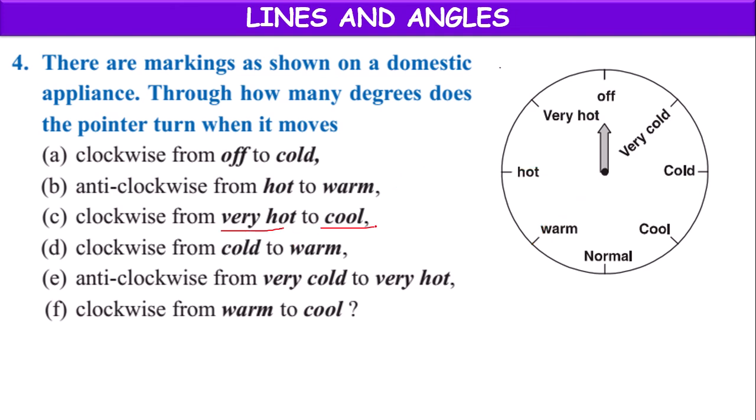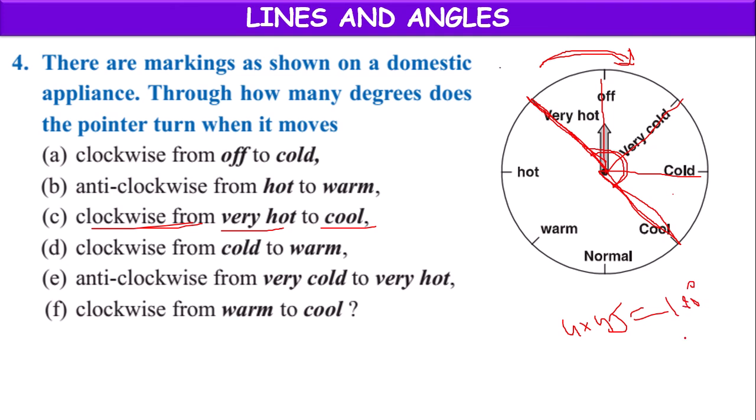Next, very hot to cool, in the clockwise direction. This is very hot, and this is cool, moving clockwise from very hot to cool. The angle formed is equal to 4 parts, which means 4 into 45, equal to 180 degrees, which is a straight angle.